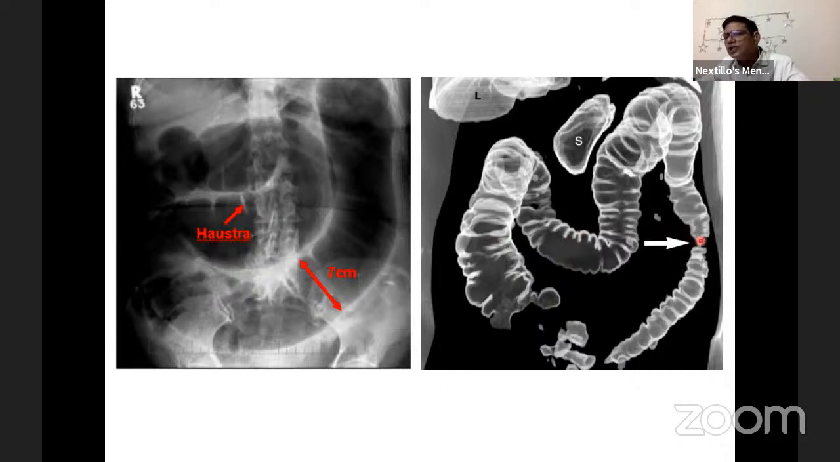And actually here you see a napkin ring sign, or the apple core sign too, which is a sign of adenocarcinoma of the colon.